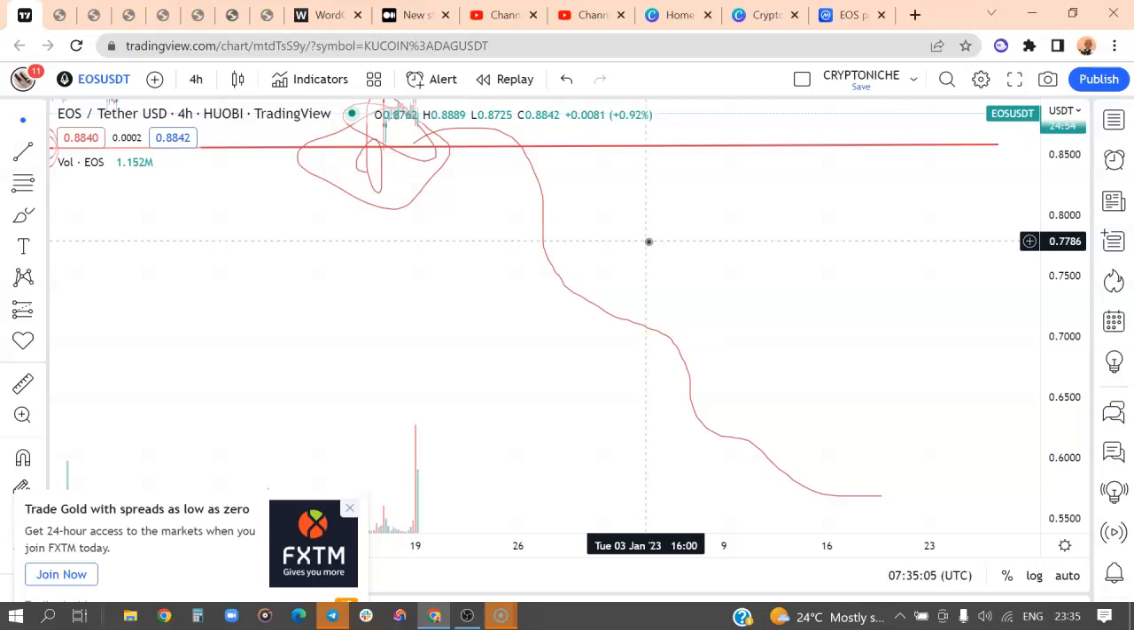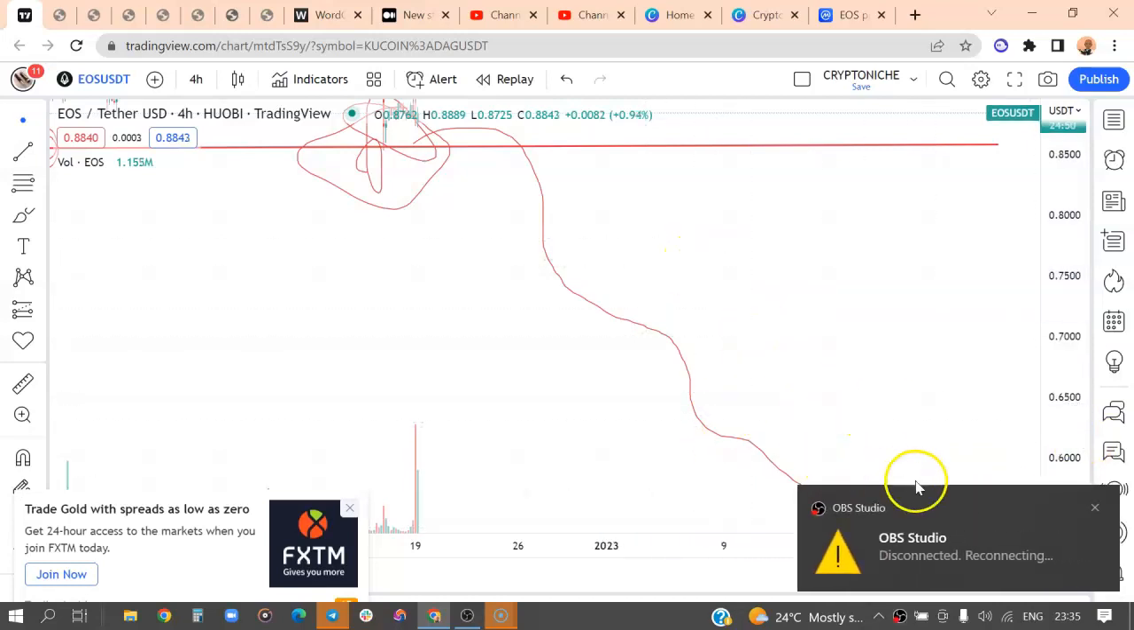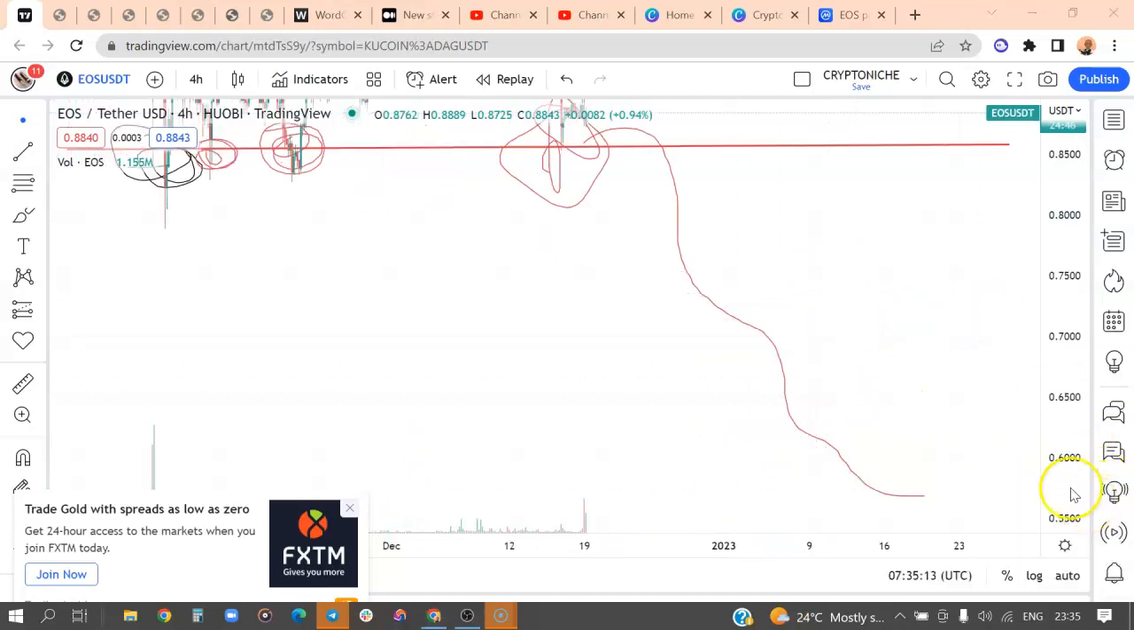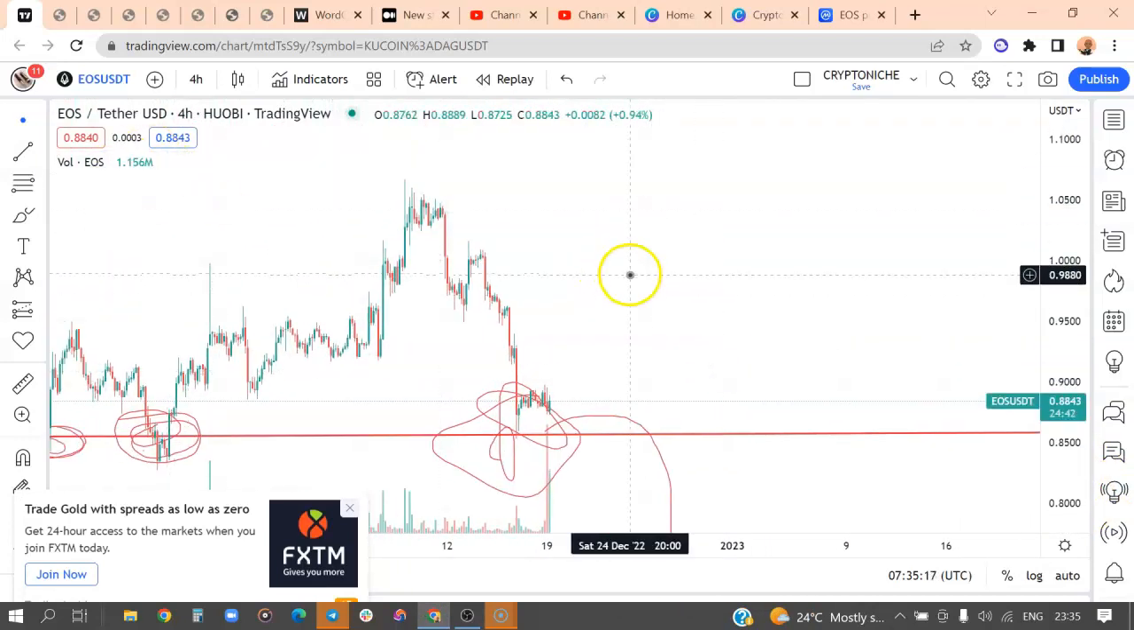So all you have to do basically is to buy on spot, and every pump that you see on EOS right now, you keep shorting it.